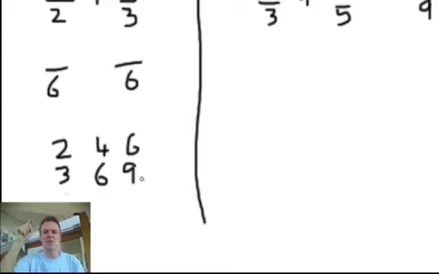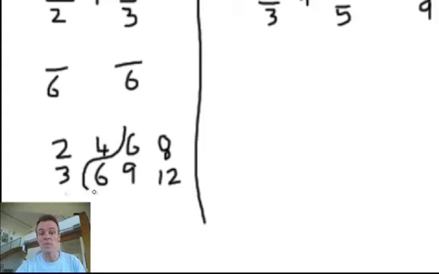So I'm multiplying by 1, then I multiply by 2, then by 3. If I keep on going, multiply 2 by 4, I get 8. Multiply 3 by 4, I get 12. But I don't need to go on, because look, that's the common multiple, so it's the common denominator. Okay, that's why the 6 is there.